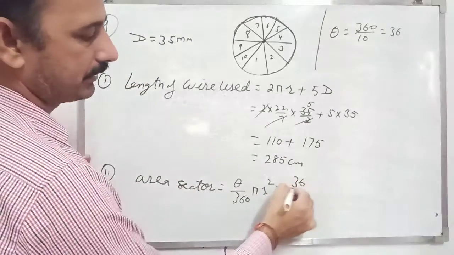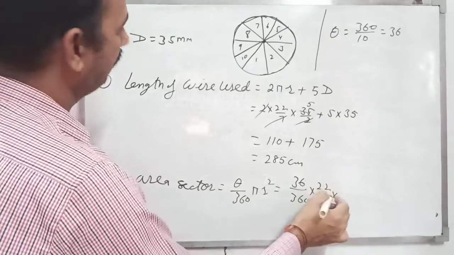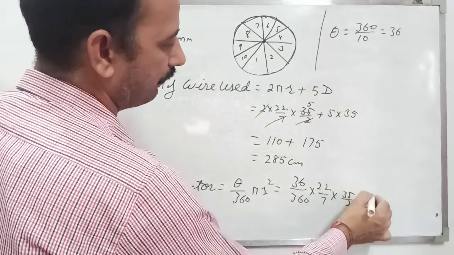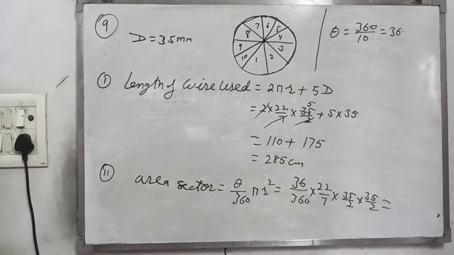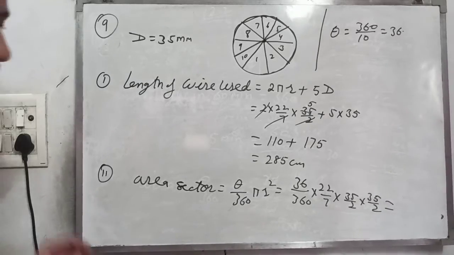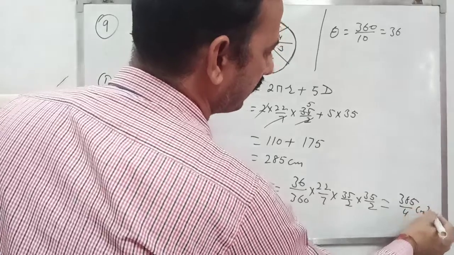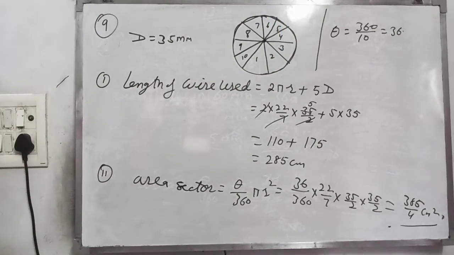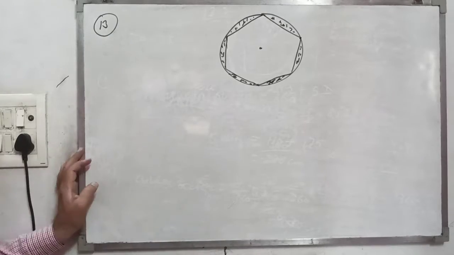So 36 divided by 360 into 22 upon 7, then radius is 35 over 2. When you solve it, you find that it's 385 upon 4 centimeter square. That is the area of the sector.